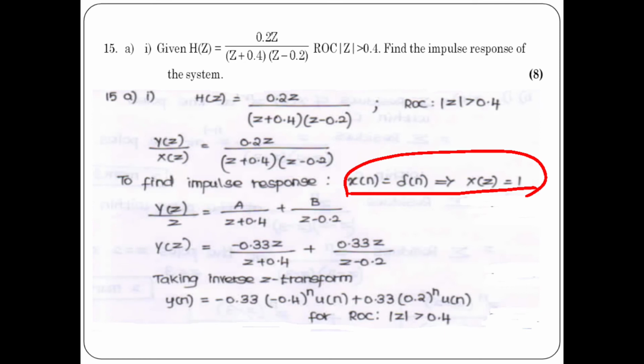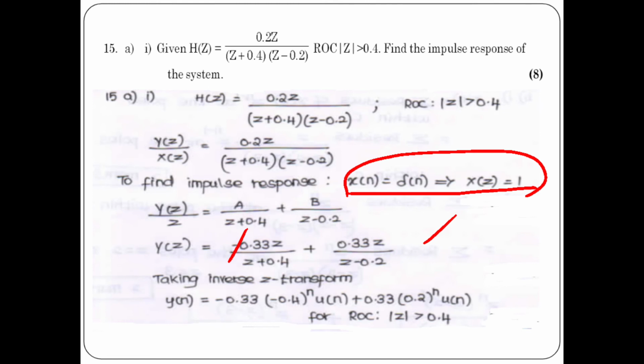Similarly, H of z is directly given. So you write H of z as Y of z divided by X of z. To find the impulse response, we take X of z equal to 1. So find the partial fraction: A divided by z plus 0.4 plus B divided by z minus 0.2. So find the value of A. The value of A is minus 0.33 and the value of B is 0.33. So minus 0.33 is a constant.